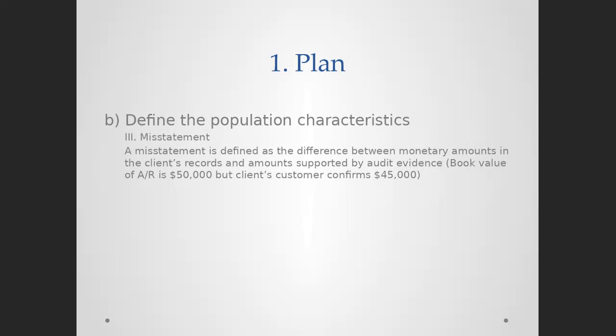The third thing is we have to define the misstatement. A misstatement is defined as the difference between monetary amounts in the client's records and amounts supported by audit evidence. So let's say you take a sample of a total amount of 50,000. You take the North Supermarket, the Big Supermarket, and the Small Supermarket, and all of these amounts together total 50,000 as your sample.